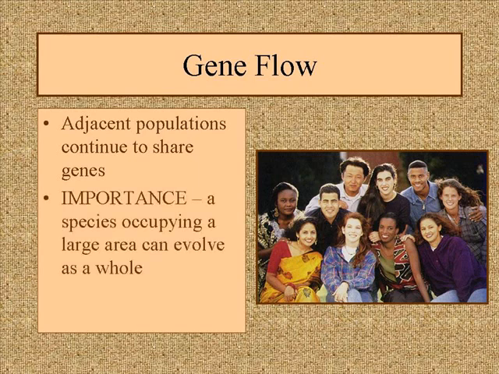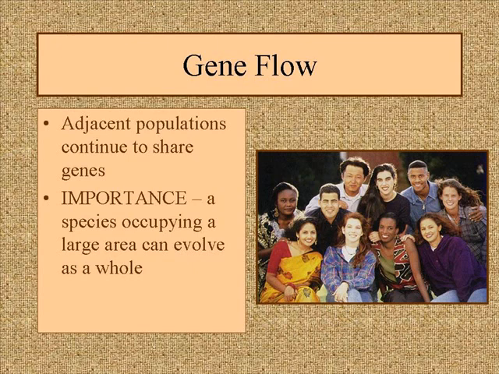The importance of this for our discussion is that a species occupying a large area, like our species does, can then evolve as a whole. Now you remember back when we talked about Darwin, when you had his common ancestry of similar species, you had a separation between species and then different biological changes accumulated depending on the environment. Well, with gene flow occurring, that species wouldn't separate like that because they're not accumulating different changes.